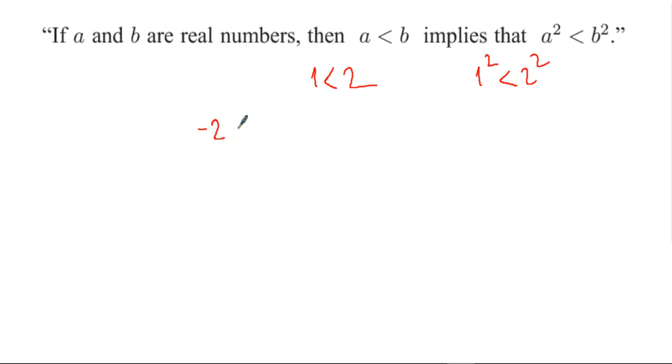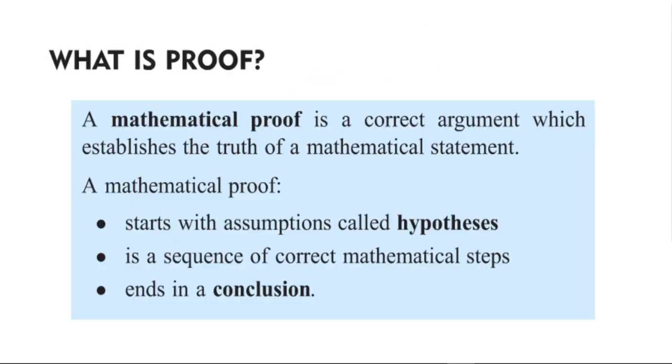But if I go with -2 and 1, as it says real numbers, it's correct that -2 is smaller than 1. But when I take the square, it will be 4, and it's not smaller than 1, it's bigger than 1. So this statement is incorrect. So what did I do? I gave a counterexample, so I disproved it. So there are different methods of proving. This one is what we are going to see in this chapter.